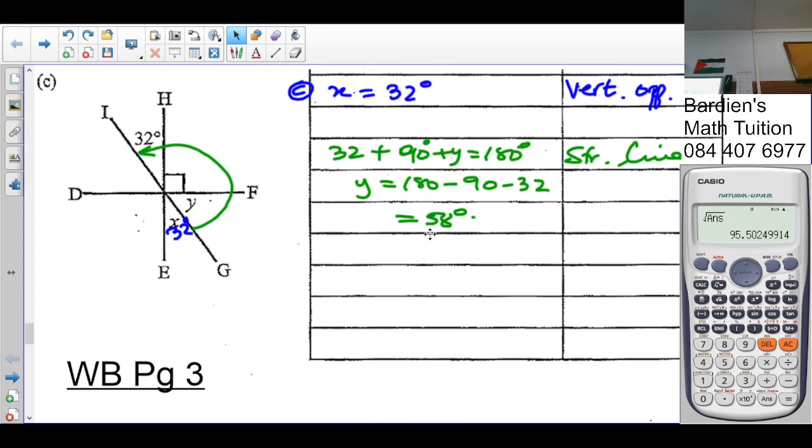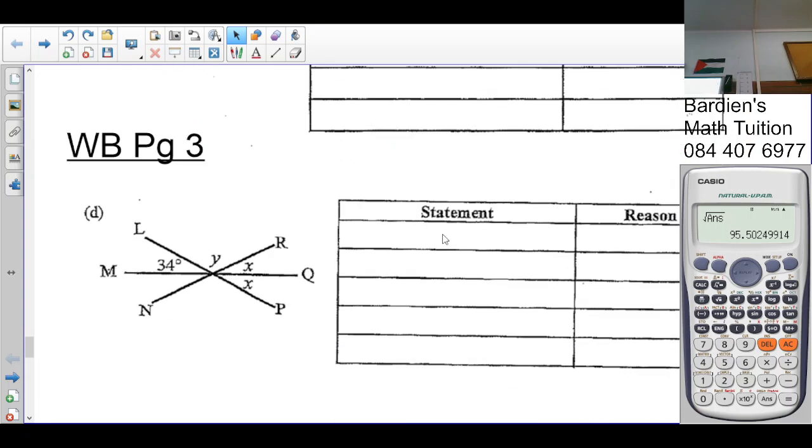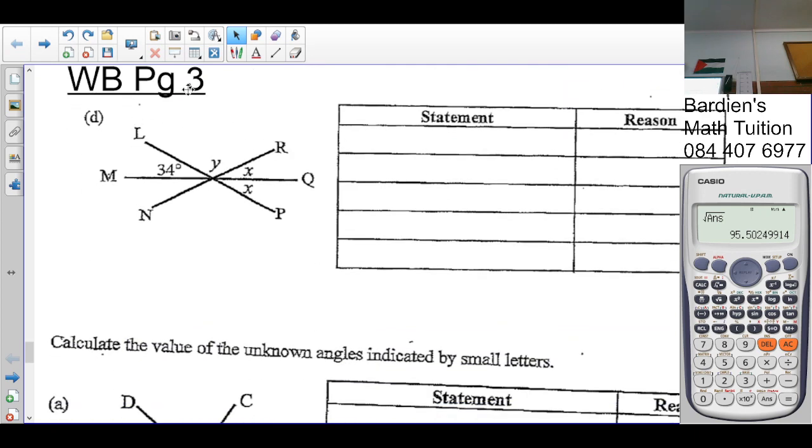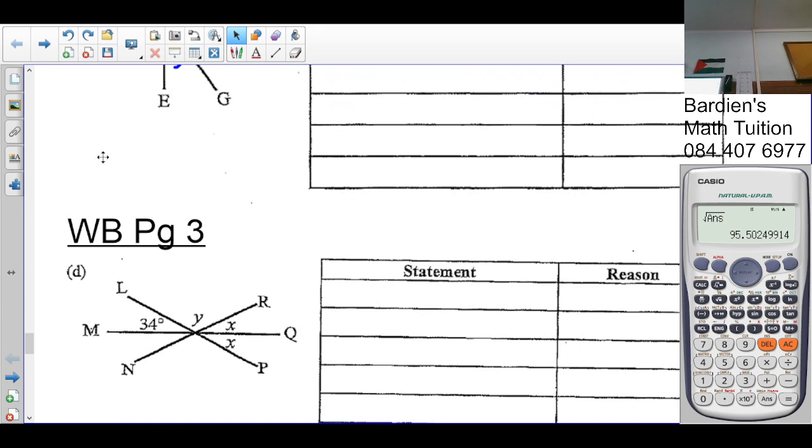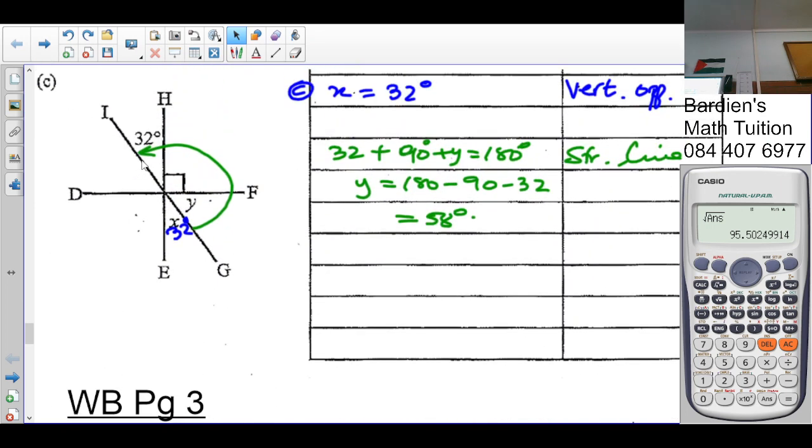So you must say y is equal to 58, straight line. Yes, because I calculated one. But rather write it together because we can see where your mistake is. Okay. Yes? By C. Are you allowed to just say 32 plus y is equal to 90, using the previous answer? So you're saying 32 plus y is equal to 90 degrees. Yes. Why? What's the reason?